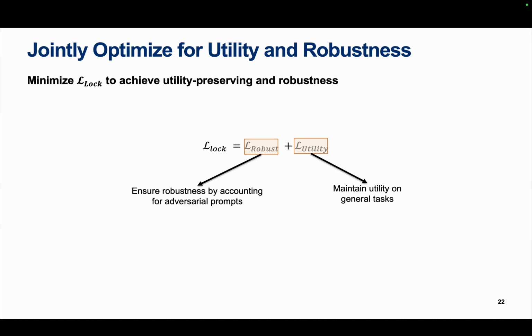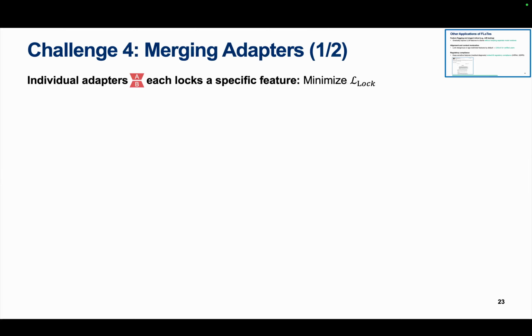To jointly optimize for utility and robustness, we will construct this final loss function, which is basically L robust plus L utility. The fourth challenge is merging adapters.